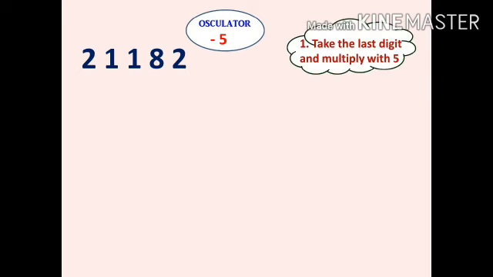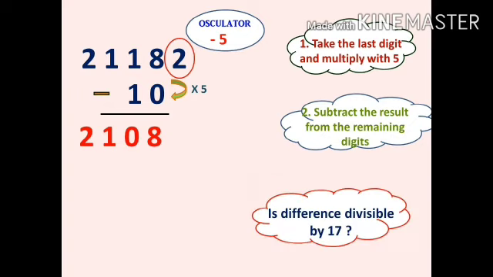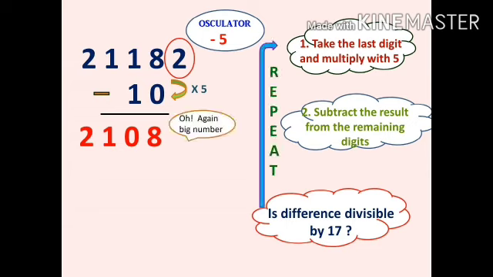So let us take note of the oscillator number as minus 5. First we have to multiply the last digit 2 with 5. So we will get 10. Next we have to subtract the result from the remaining digits since it's a negative sign. So we will get 2108. We have to find whether this number is divisible by 17. No idea, because it's a big number. So we should repeat the process again.